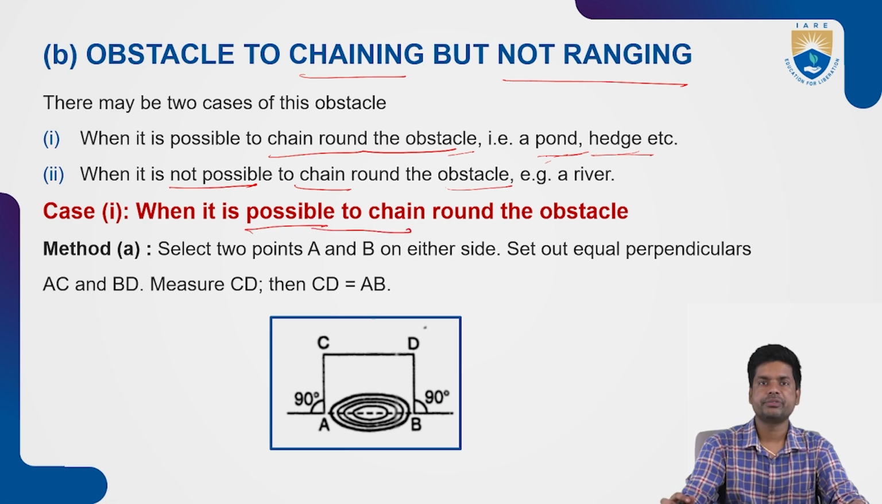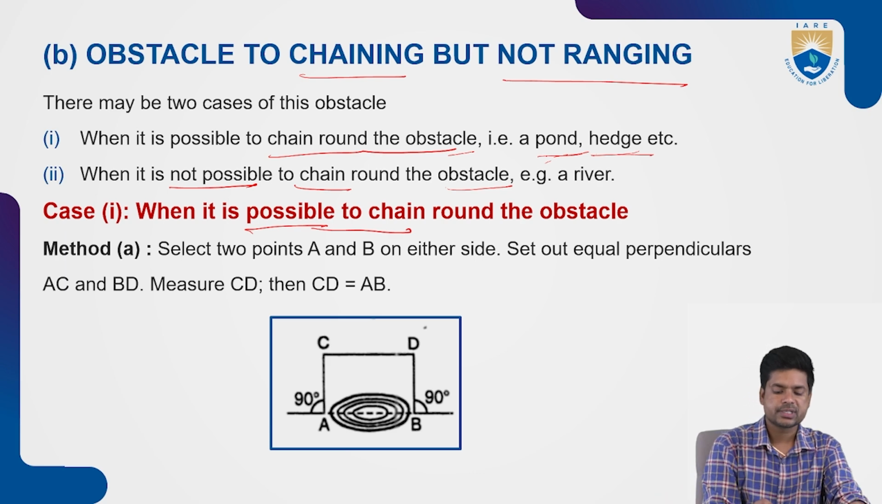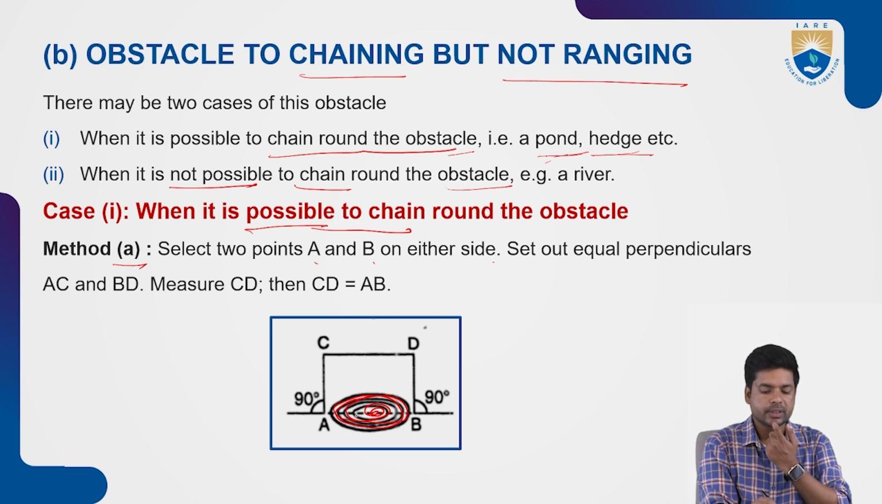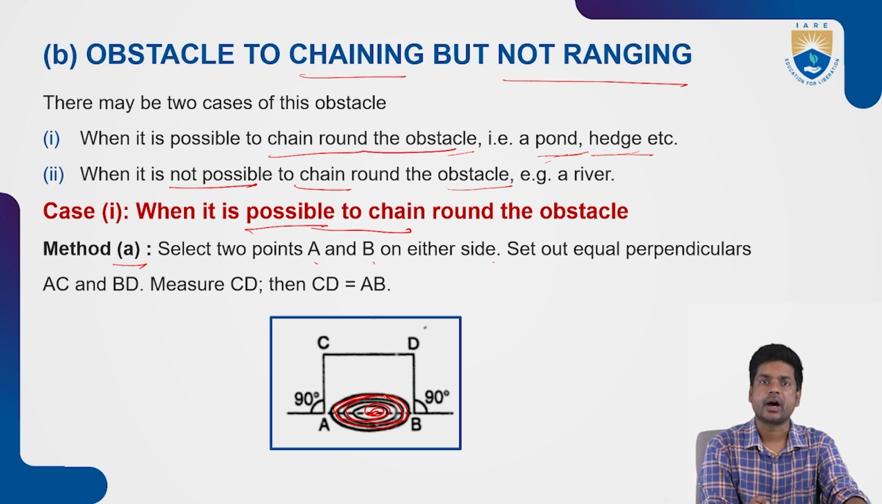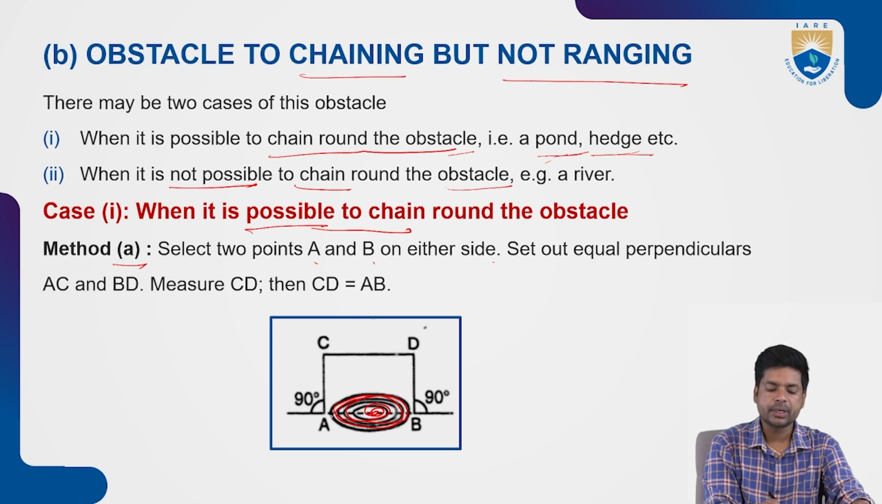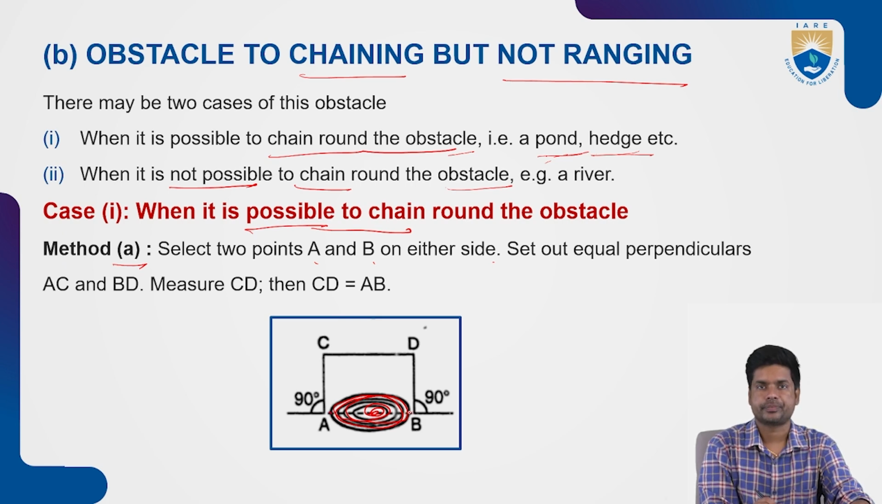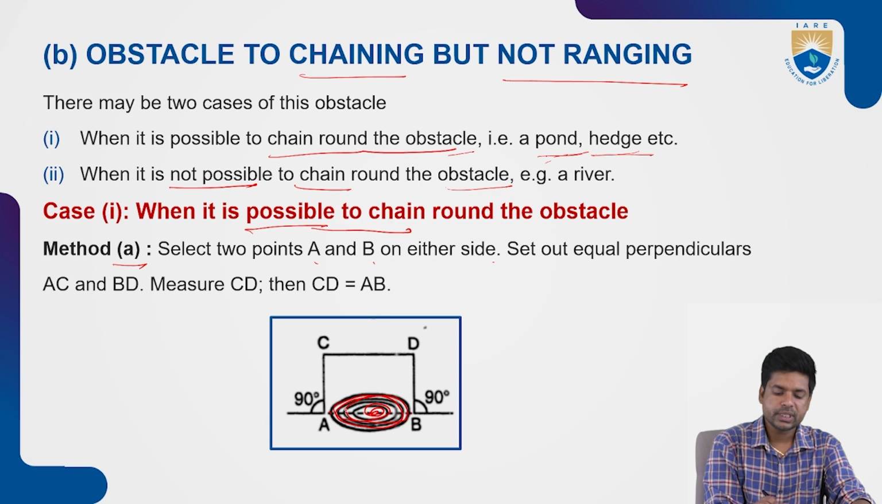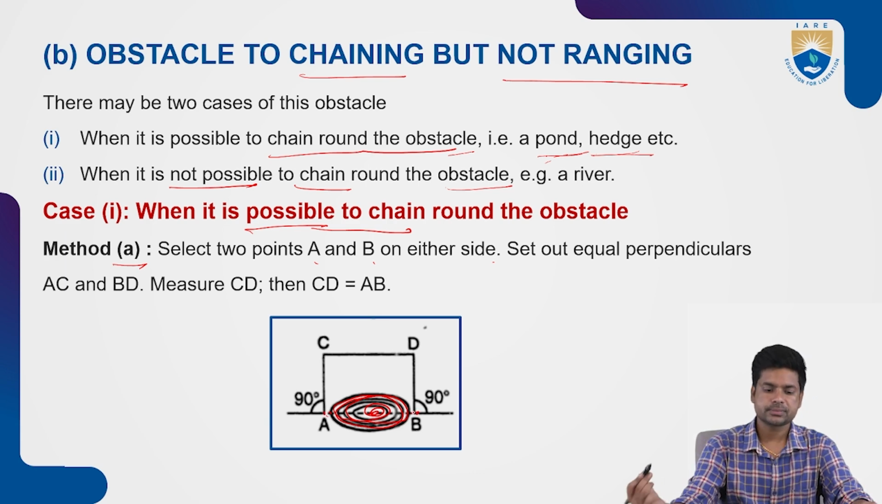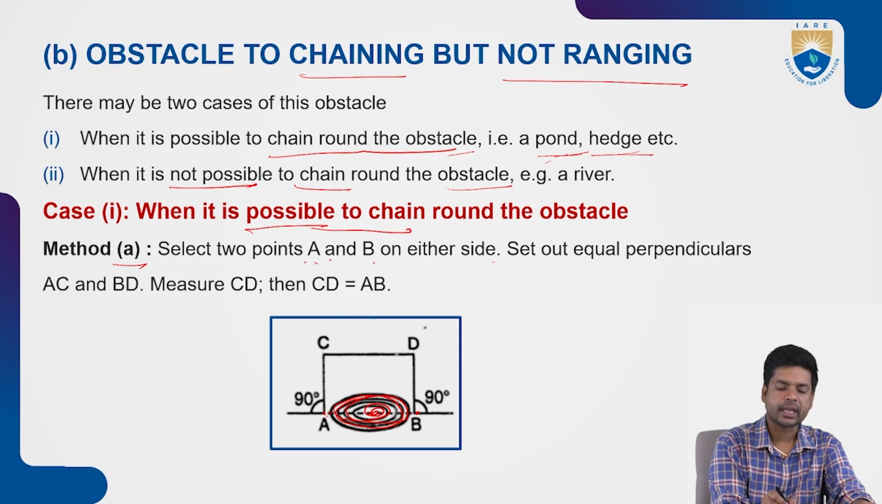In that we have different types of methods. We will discuss the first method, that is A. Select 2 points A and B on either side. Suppose here we have a pond as an obstacle, and I want to measure the width of this pond. For that I choose 2 points, point A and point B, on either side of the pond.